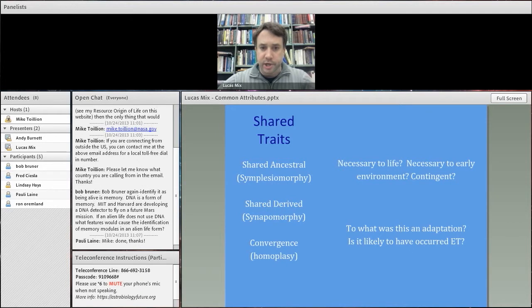So once again, we've got these shared ancestral traits. We want to know whether they are adaptations that are necessary to life, necessary to a particular early environment on Earth, or just contingent responses to contingent events in the external environment, like the Chicxulub impact. We also have these shared derived and convergent traits, and we want to know to what they're adapting, and is it likely that extraterrestrial life would also have to adapt to such traits.